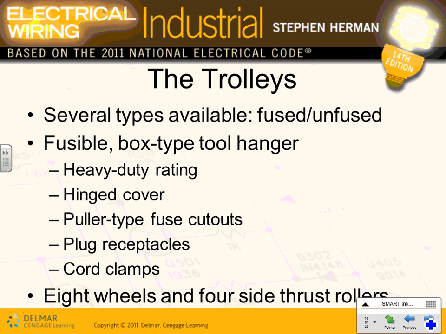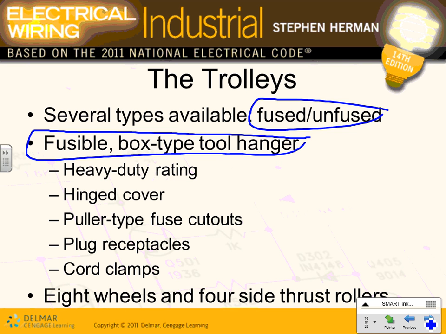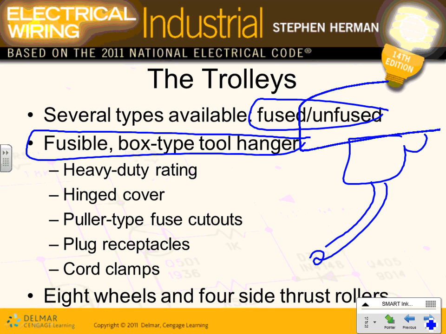Okay, so the adapters, the cross-in sections, several types available. So the trolleys, guys, is the box. That box that goes along that track. These are called the trolleys. They have fused or unfused, typically fused loads. Fusible box type tool hanger. So they have a fusible box tool hanger. You'll look at it in a second here. So that's where you attach to the trolley busway, and you have a plug and a cord, and from the other end, you have the equipment that you need to plug in. Okay, so that's your toolbox here, with the cord at the end and attached to the trolley busway here.